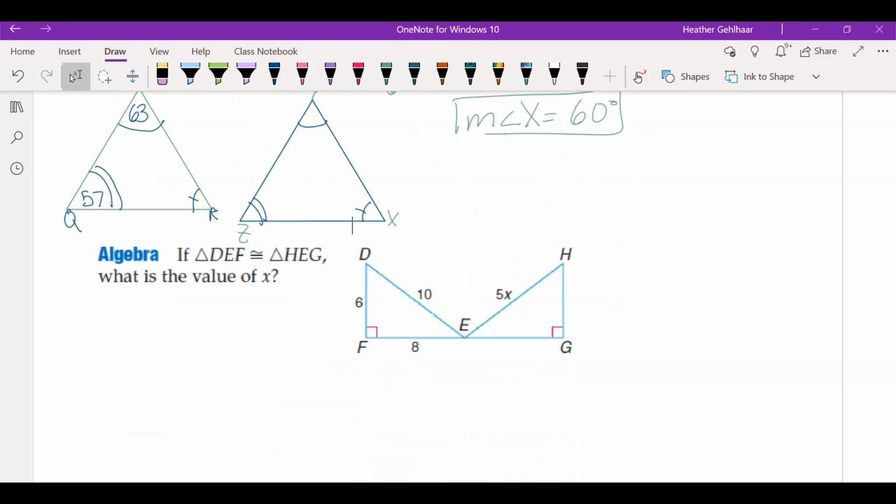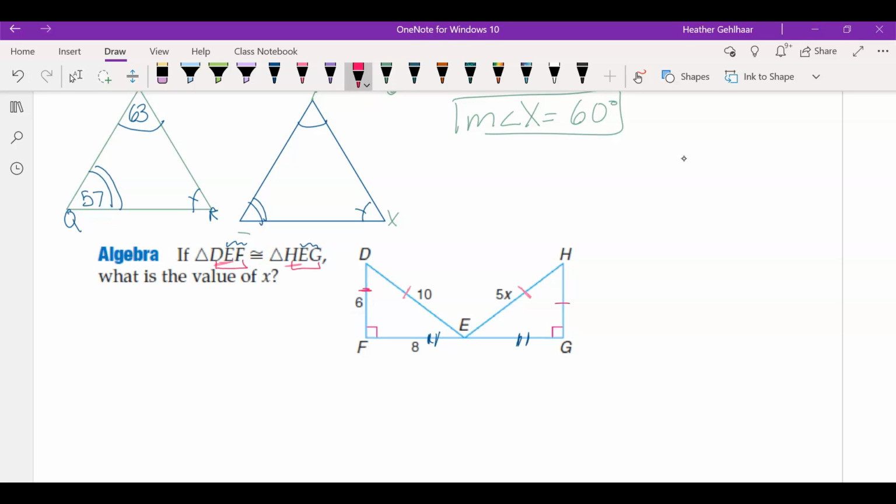Okay, moving on to the next one. This is saying what is the value of X. So again here, now I'm going to look at not just the angles, but the sides, right? So we know DE is going to be corresponding to HE. So DE and HE. Oh, well, that's already helping us 100 times more than what we would have thought. So EF is corresponding to EG. So EF and EG. And then lastly, we have here DF and HG.